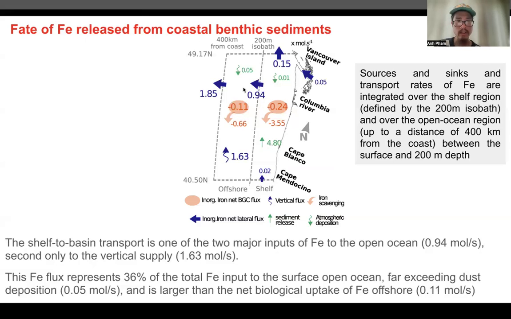So we see that in the open ocean, the shelf-to-basin transport of iron is one of the two major iron inputs to the open ocean, second only to the vertical supply of iron.